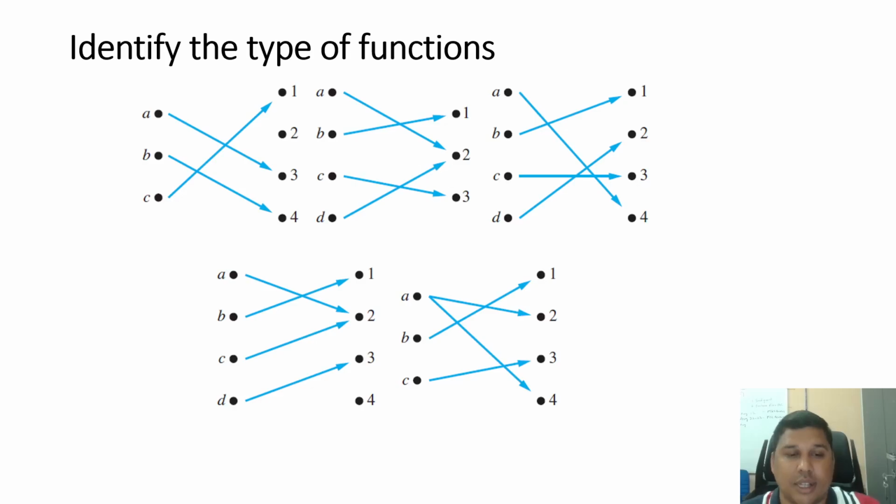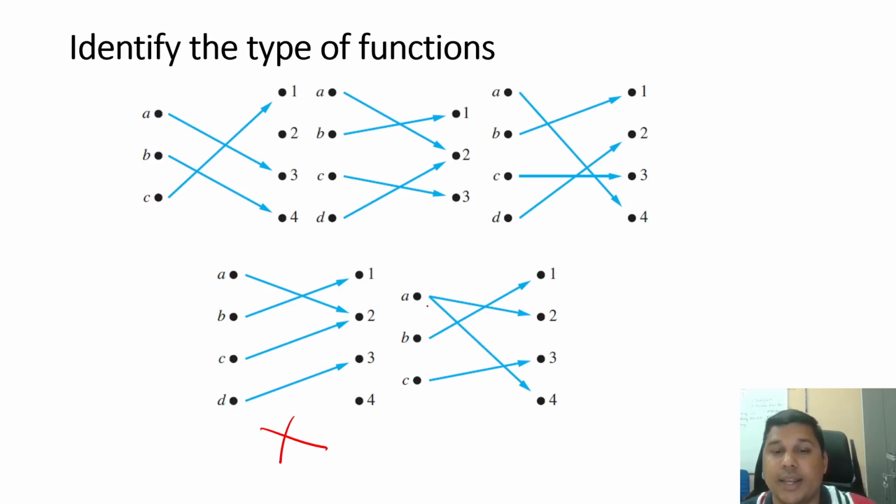Next, the other two examples. If you see, A is 2, B is 1, C is also 2, D is 3. This is not one-to-one because A and C are yielding 2 as output. And this is not onto also because this 4 is an output, it is not having any corresponding input here. Therefore, this is neither one-to-one nor onto.